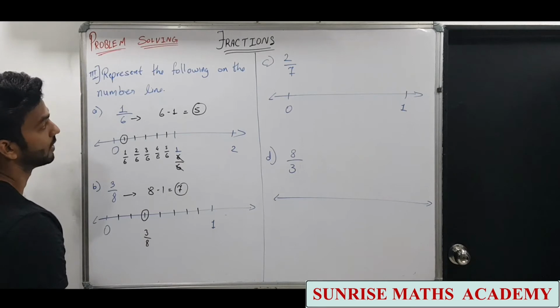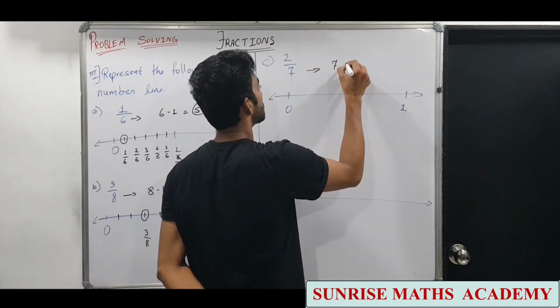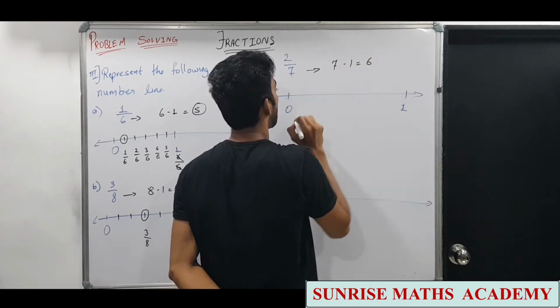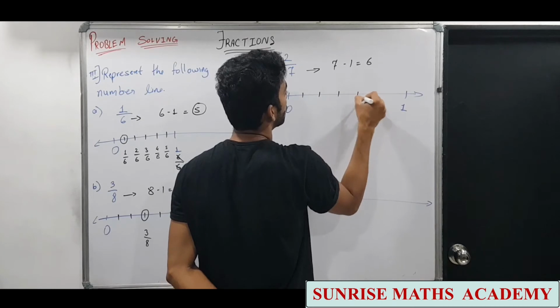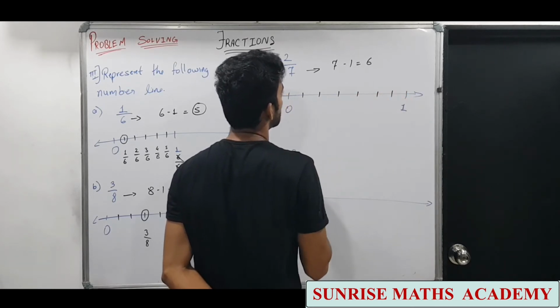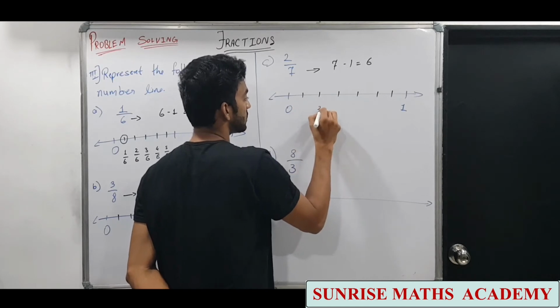Next is 2 upon 7. Now 7 is there, so we will be making 7 minus 1, that is 6 lines. So we have 1, 2, 3, 4, 5, 6. We need 2 upon 7. So 1 upon 7, 2 upon 7.